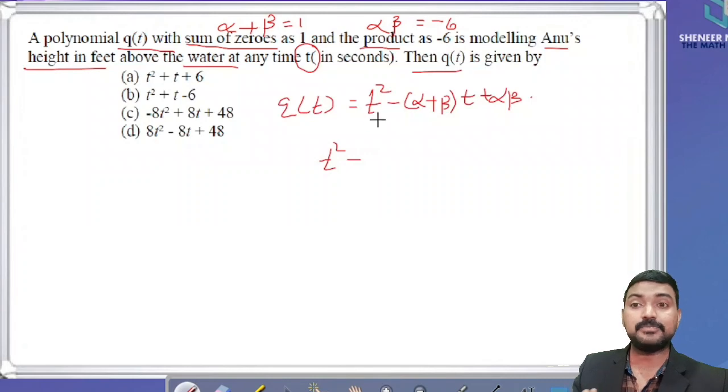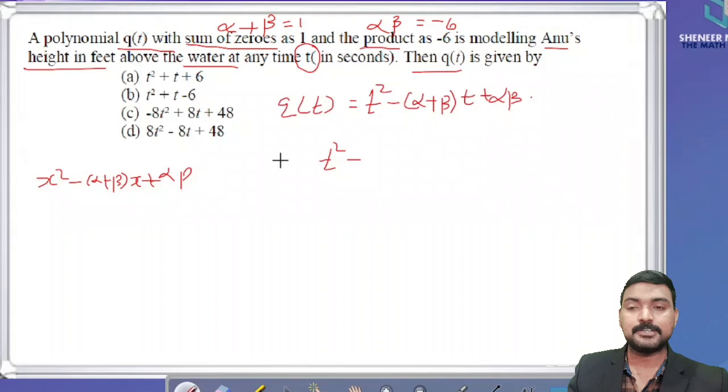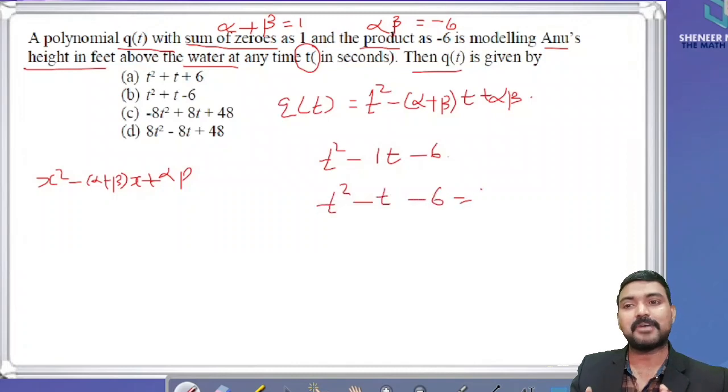Now the equation we studied to form the quadratic equation is x square minus alpha plus beta into x plus alpha beta. Here the variable is t. So instead of x square we will use t square minus alpha plus beta, which is 1. So minus 1 into t, that means minus t. Then product of the zeros minus 6. So plus alpha beta, here it is minus 6. So the answer is t square minus t minus 6 is equal to 0. But that is not given in the options.